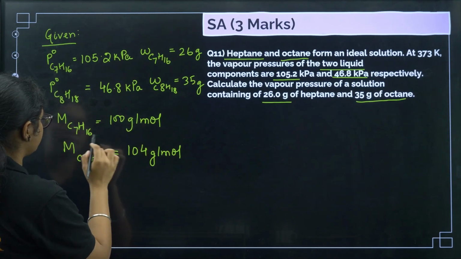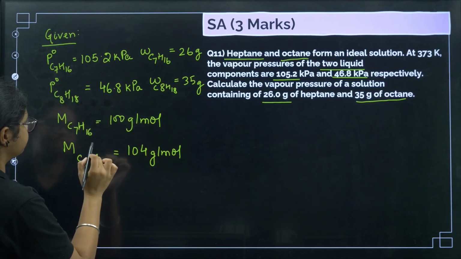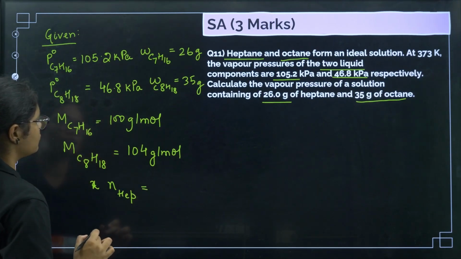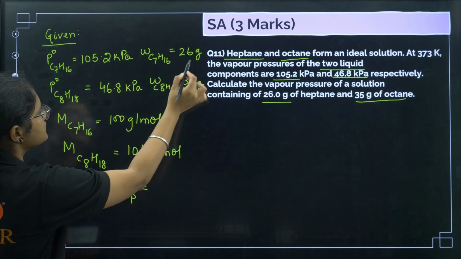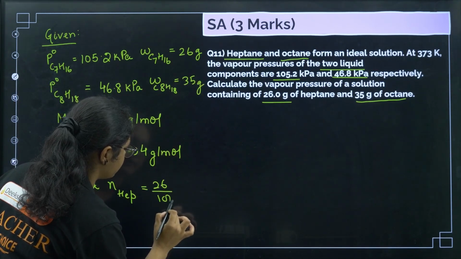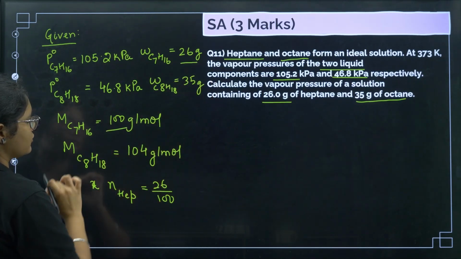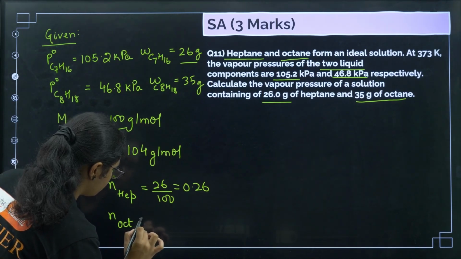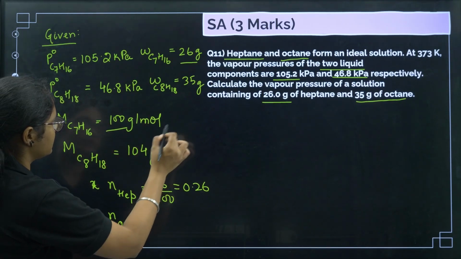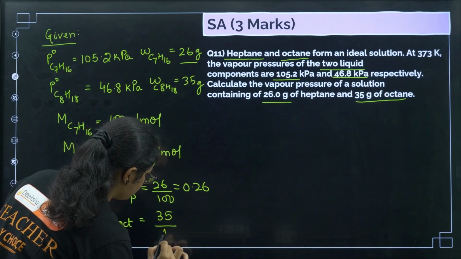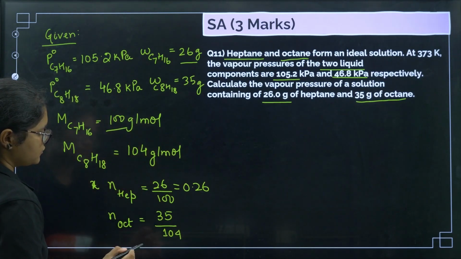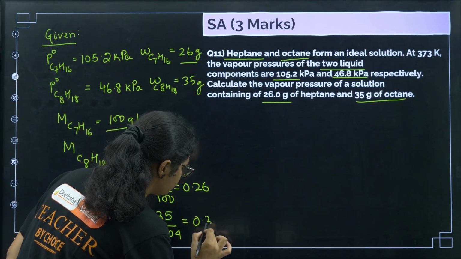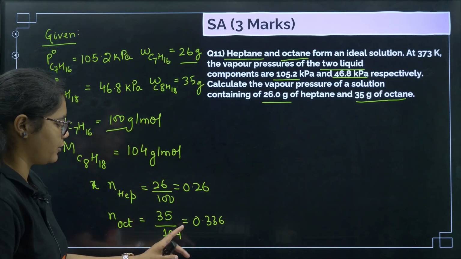So now what I'll do is first calculate the number of moles. Number of moles of heptane will be given mass by molar mass. So given mass is 26, molar mass is 100, so I'll get 0.26. Then the number of moles of octane will be 35 by 104. If you divide this, we'll be getting 0.336. You can just check in your calculation, 0.336 we will get.